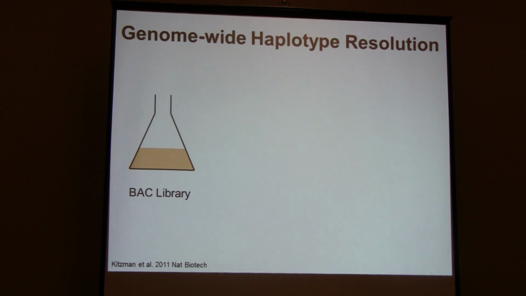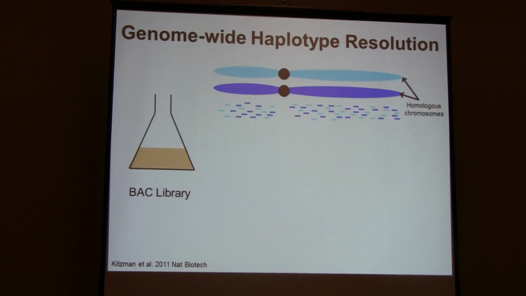What this library is composed of then is a bunch of BAC clones that are randomly scattered across the genome. Here I'm showing you a cartoon of one chromosome, and these are the BAC clones that are tiled across the chromosome. One thing that's important to know is that any particular BAC clone contains an insert that's derived from just one haplotype, one of the two possible haplotypes present in the individual.